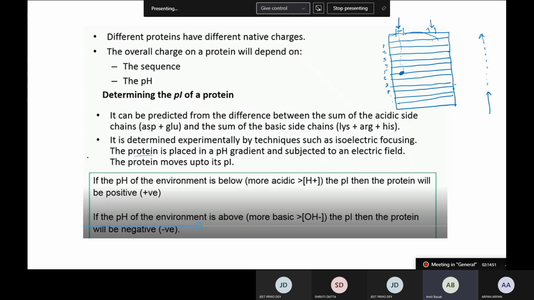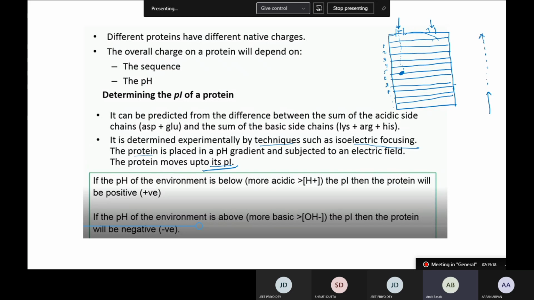I think this is written here. Now it can be predicted. They have some calculation, of course, they can do, but that is quite difficult for proteins. It is determined experimentally by techniques such as isoelectric focusing. This is what it is: the protein is placed in a pH gradient and subjected to an electric field. The protein moves up to its pI.